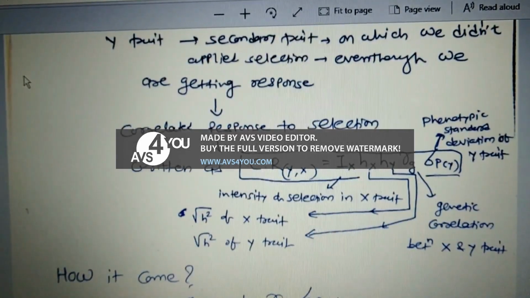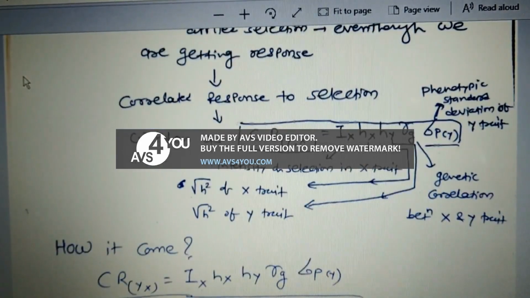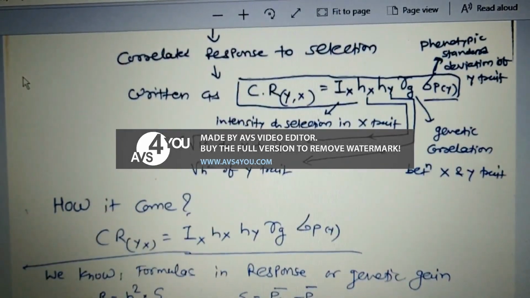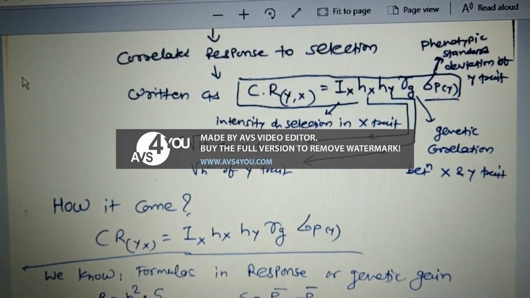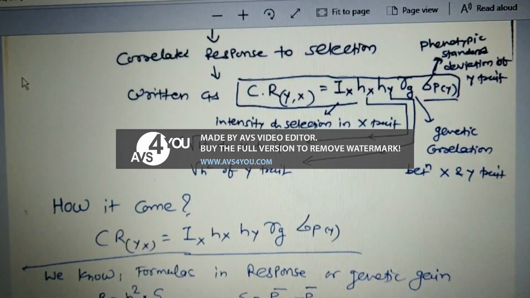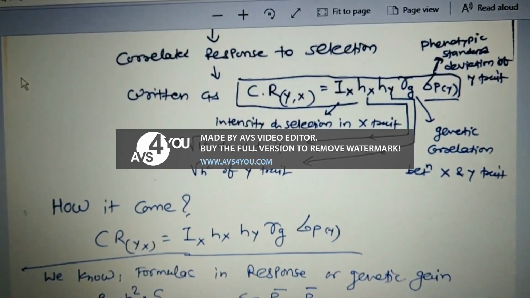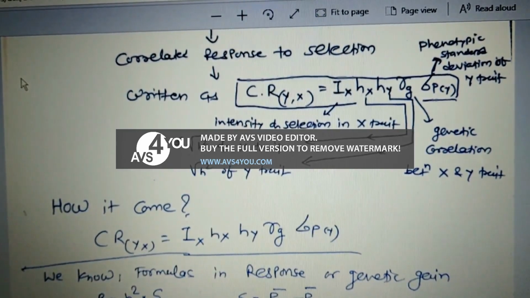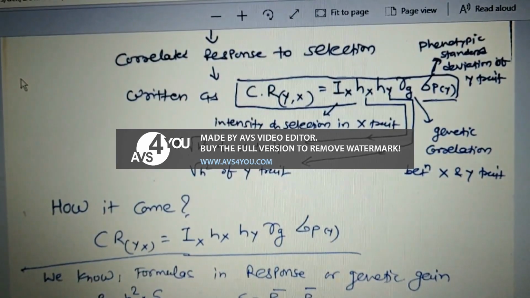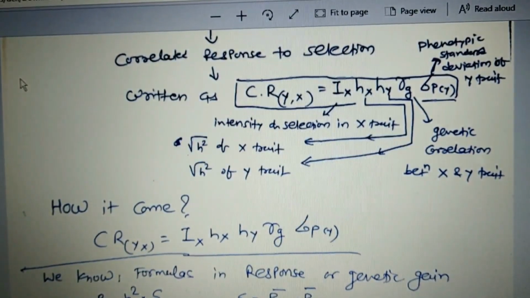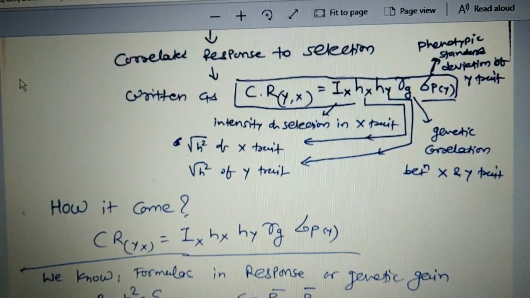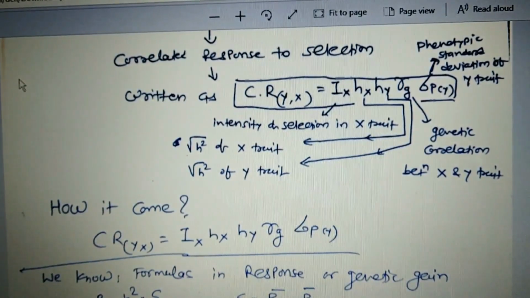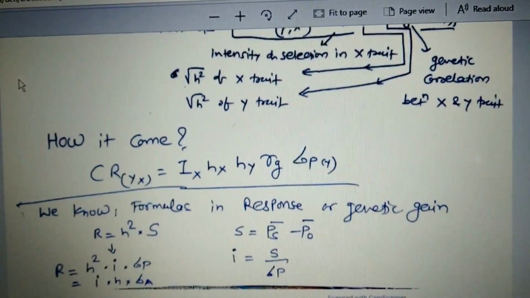Now how is this formula derived? This practical is also part of theory as well as practical. Sometimes it will come as a short note about the correlated response to selection. So you can write this thing in the short note also. So you have to derive this formula of correlated response to selection. So let us see how to derive this correlated response to selection formula.